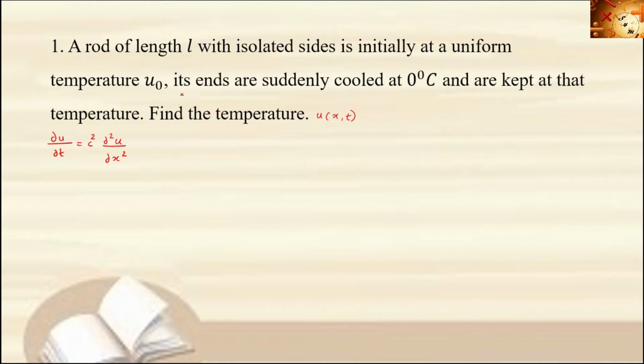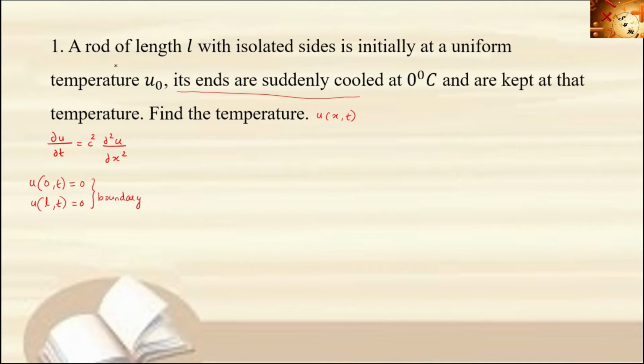It is given that its ends are suddenly cooled at 0 degrees Celsius. Here the starting point is 0 and the end point is L because the rod is of length L. So the boundary conditions are u(0,t) equal to 0 and u(L,t) equal to 0. Then what is the initial condition?